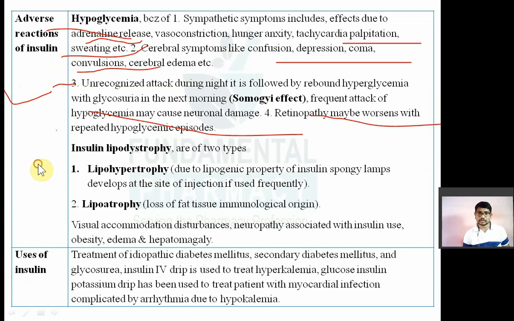So insulin lipodystrophy. There are two types. First one is lipohypertrophy. So what happens at the site of injection?